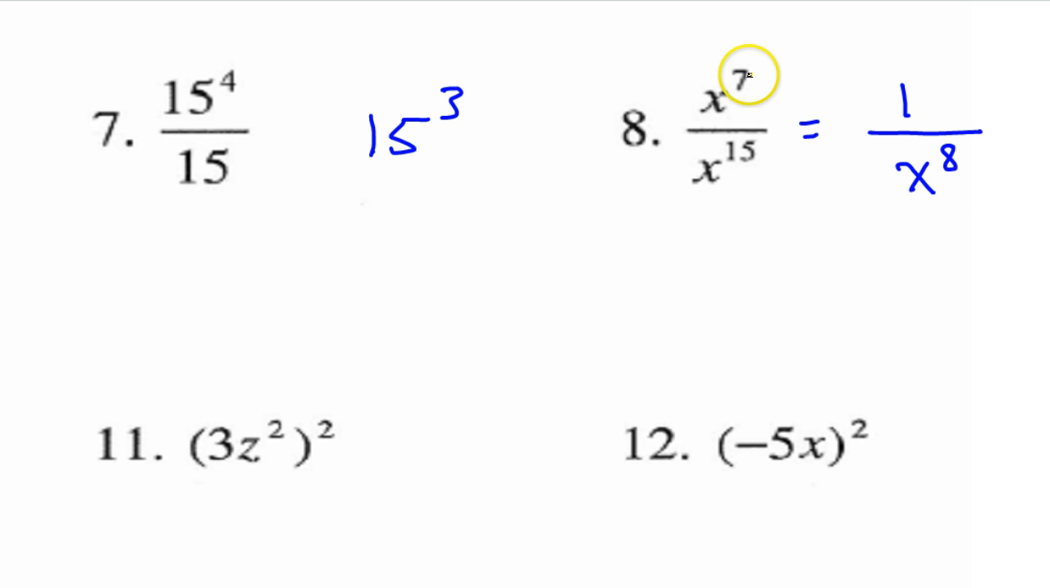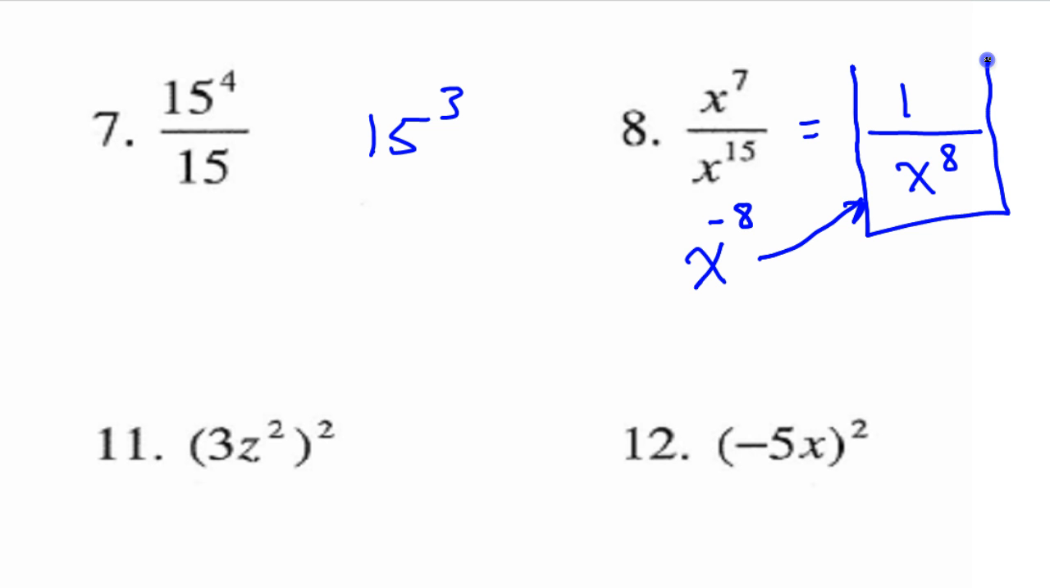Now, if you use the subtraction shortcut, 7 minus 15 is negative 8. So you would get x to the negative 8th power. That's true, but you're not allowed to leave negative exponents. So you still have to understand that x to the negative 8th power is the same thing as 1 over x to the 8th power. So you have to leave it in this form.